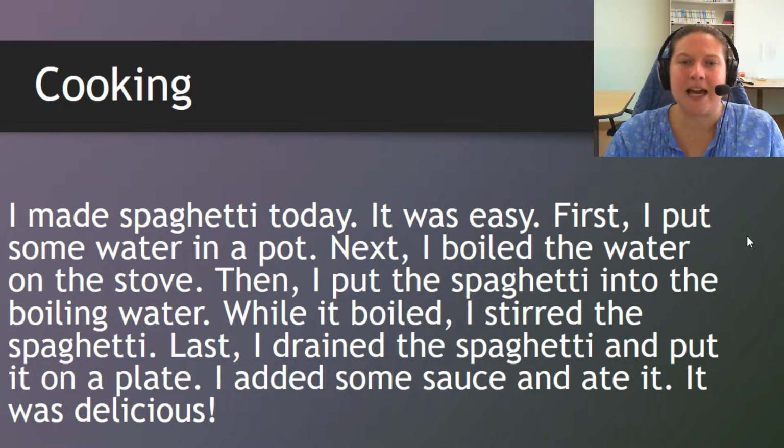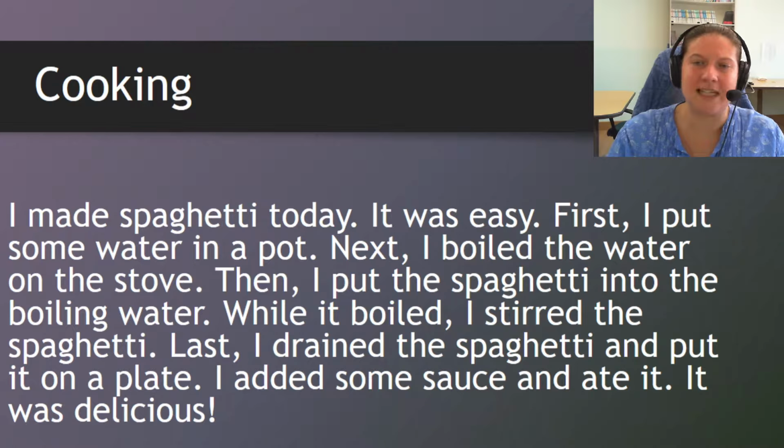I made spaghetti today. It was easy. First, I put some water in a pot. Next, I boiled the water on the stove. Then, I put the spaghetti into the boiling water. While it boiled, I stirred the spaghetti. Last, I drained the spaghetti and put it on a plate. I added some sauce and ate it. It was delicious.